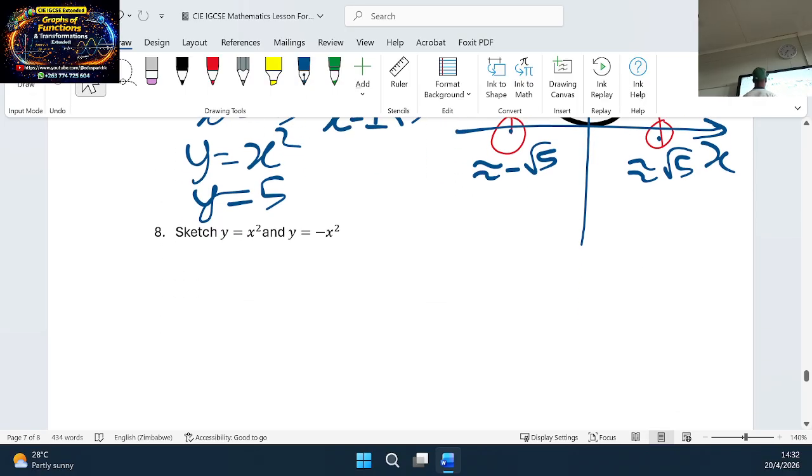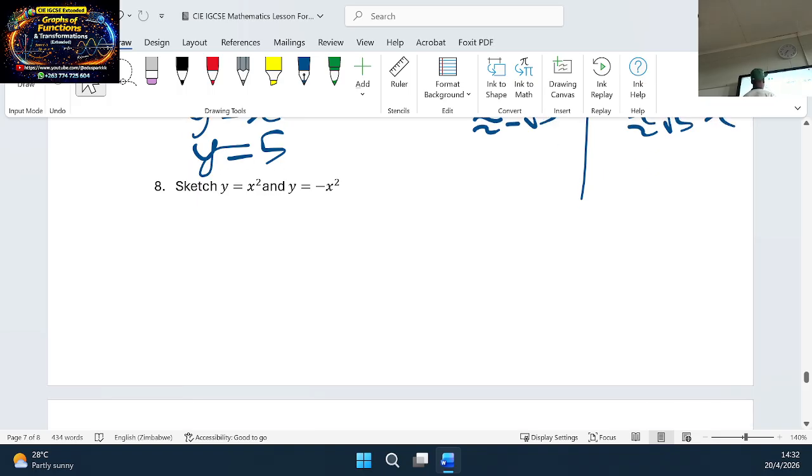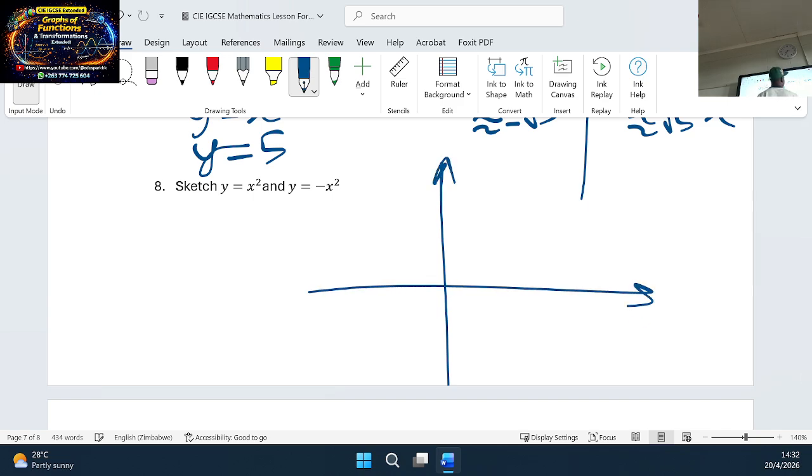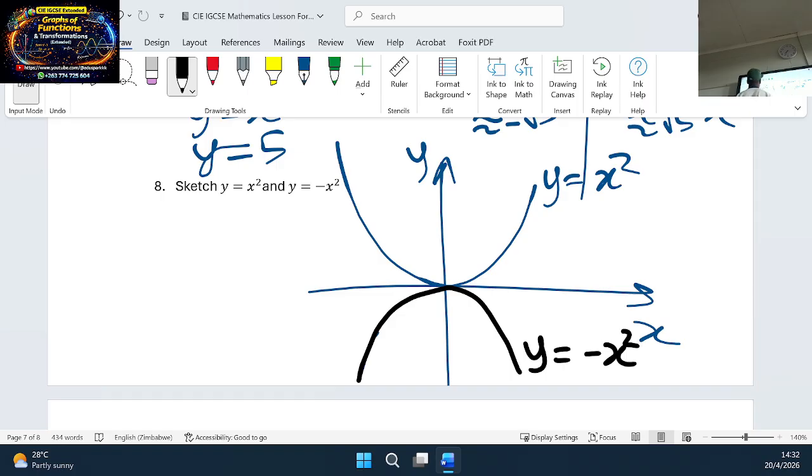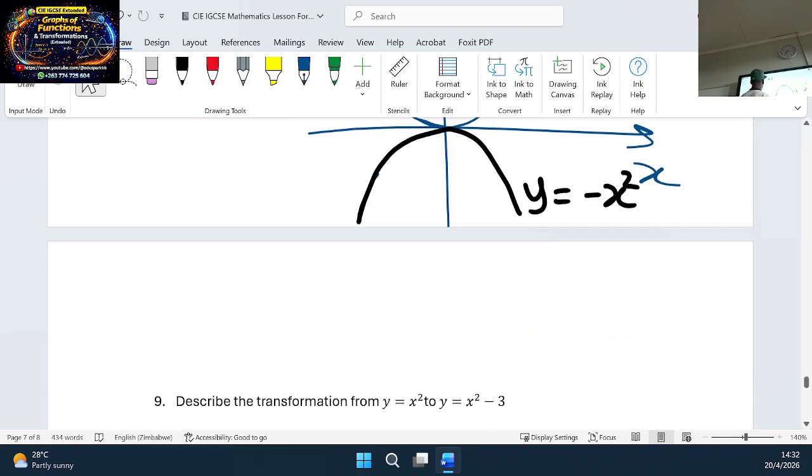Then next, we're interested in sketching the graph of y equal to x squared and y equal to negative x squared. Let me bring my Cartesian plane here, this is x, y. If I want the graph of y equal to x squared, which is normally the easiest graph because it's basic, that will be like that. Then y equal to minus x squared is like I'm reflecting in the x-axis, so it will be giving me the opposite, which will be a curve like that. That's y equal to minus x squared, something like that.